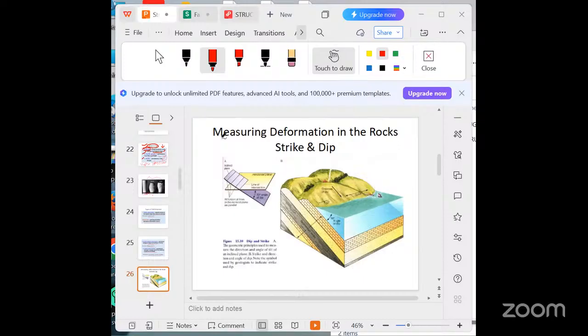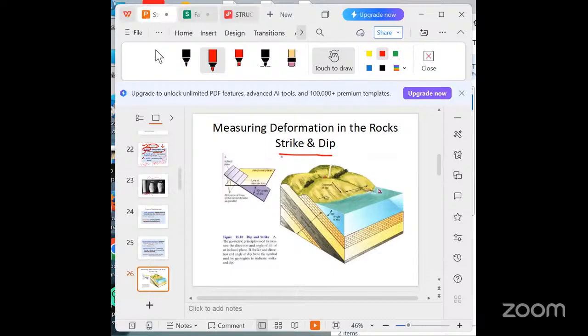Now you see, how to measure deformation in the rock? That is strike and dip. These are very, very important in your structural geology, right? Structural elements means that there are many major and minor structures and many different types that occur in nature, right?